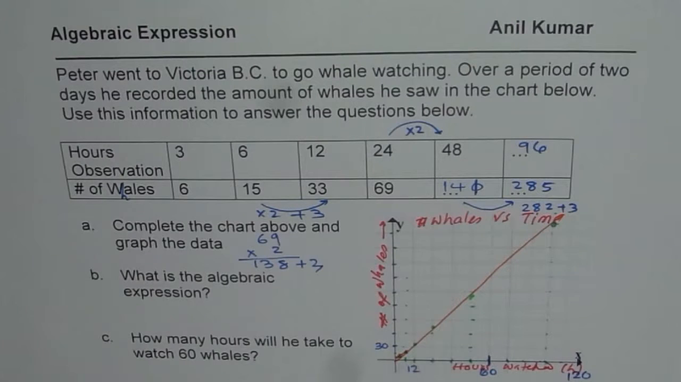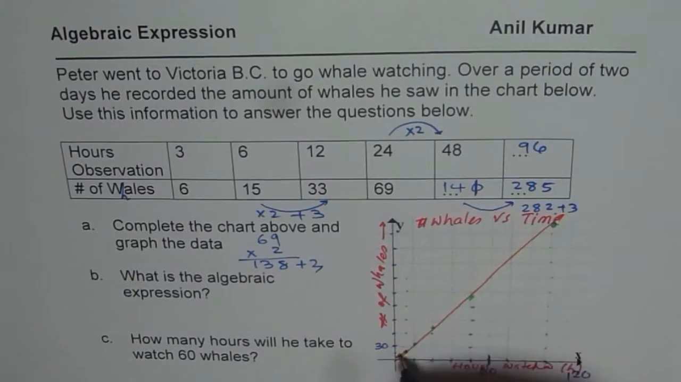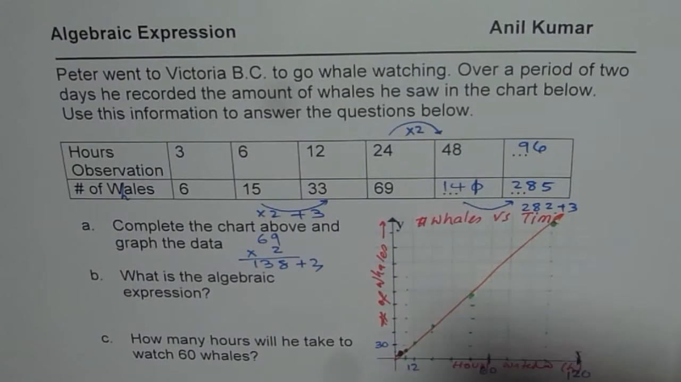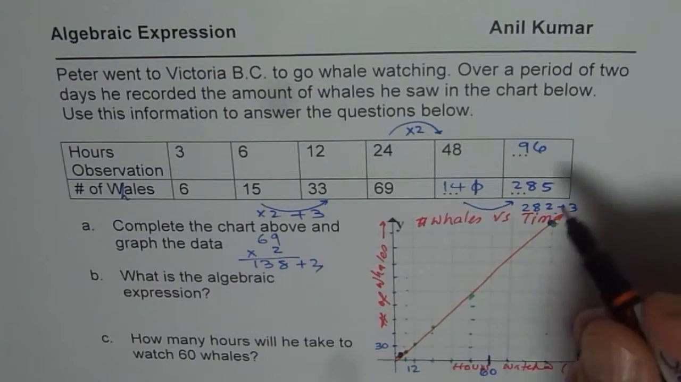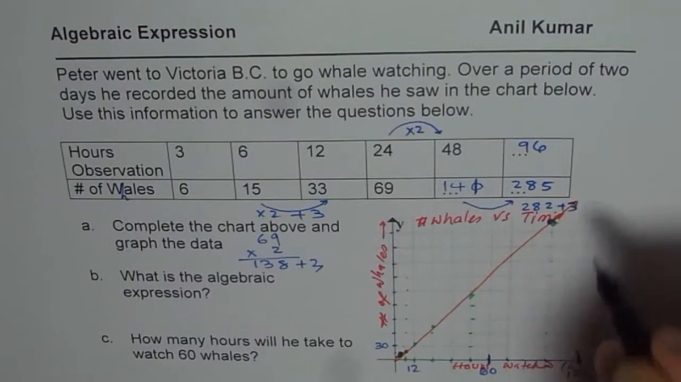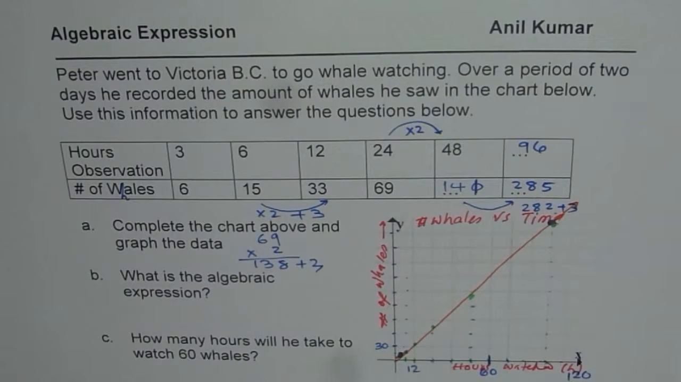But the idea here is we don't start from there. So we are starting from whatever is given to us, this point, and we are kind of ending it there. But we say that this pattern is followed, so we can always extend it to some extent. So that is how we can get our graph. Now the idea is how to write an algebraic equation or an expression for this particular situation.